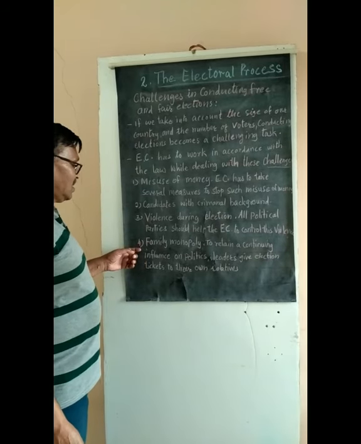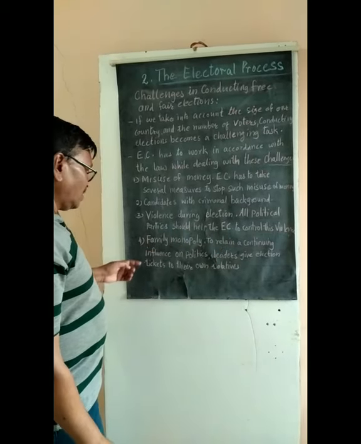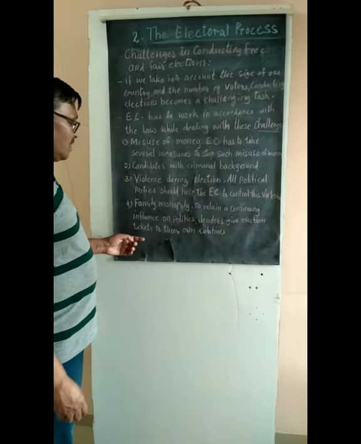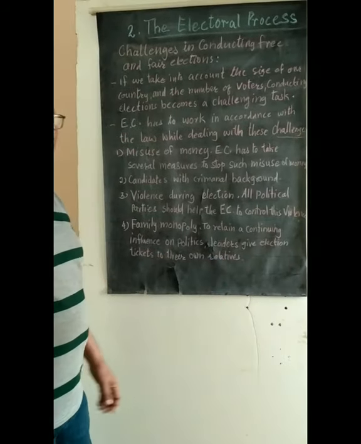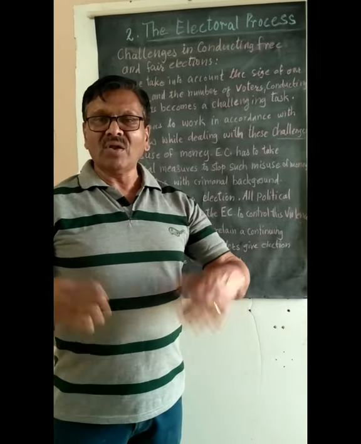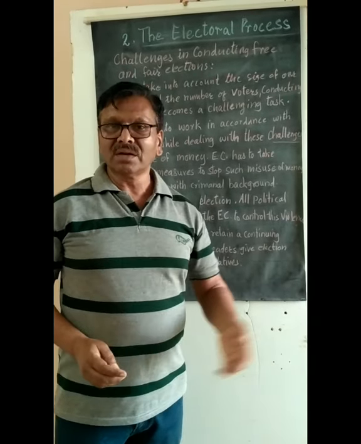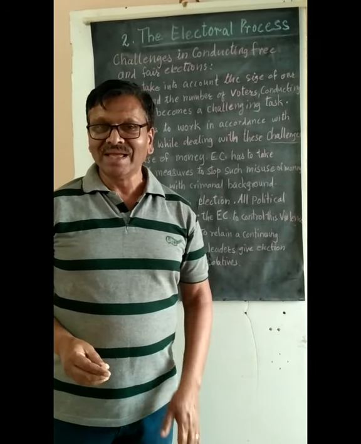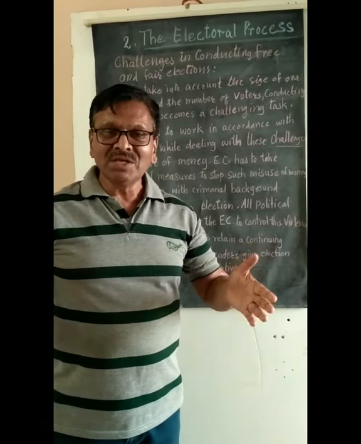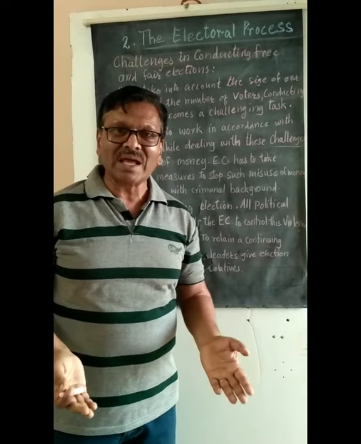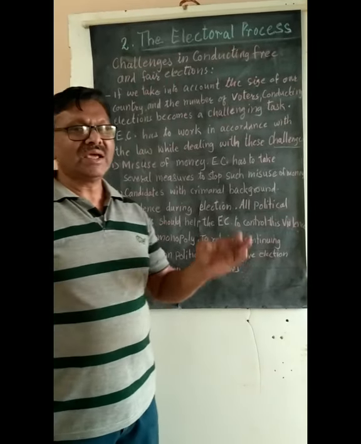The fourth challenge before the Election Commission is family monopoly. My dear students, to retain a continuing influence on politics, leaders give election tickets to their own relatives. We can have a famous example of Pandit Jawaharlal Nehru, followed by his daughter Indira Gandhi, then her son Rajiv Gandhi, then his wife Sonia Gandhi, and now Rahul Gandhi. So it is considered family monopoly. But there are quite many eligible, capable candidates. Such candidates should get the opportunity to come up, and therefore this is another challenge before the Election Commission.